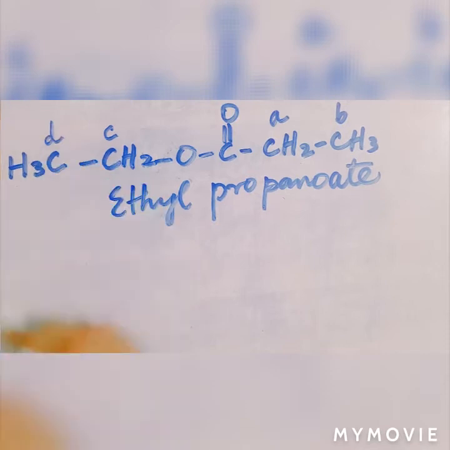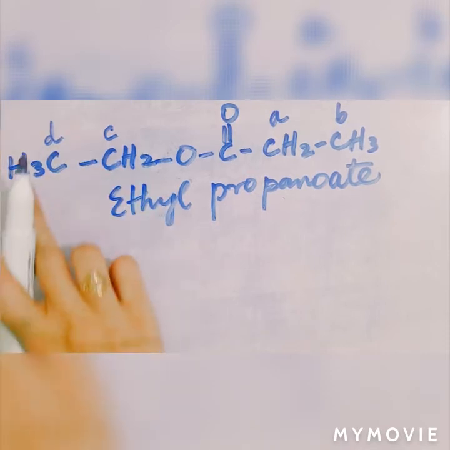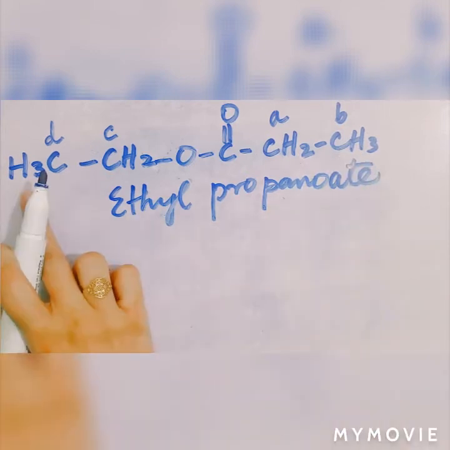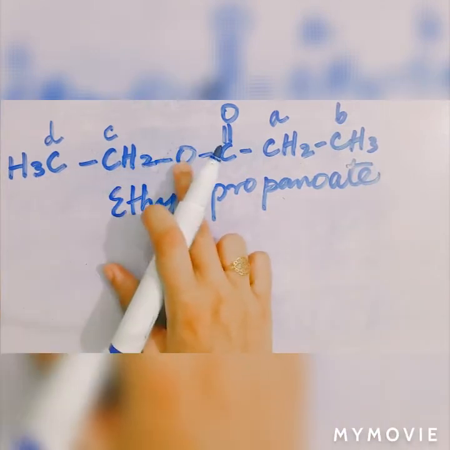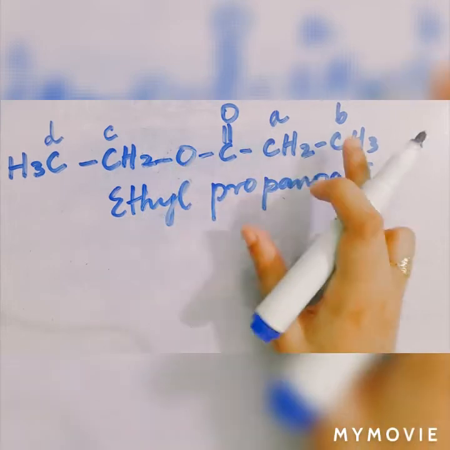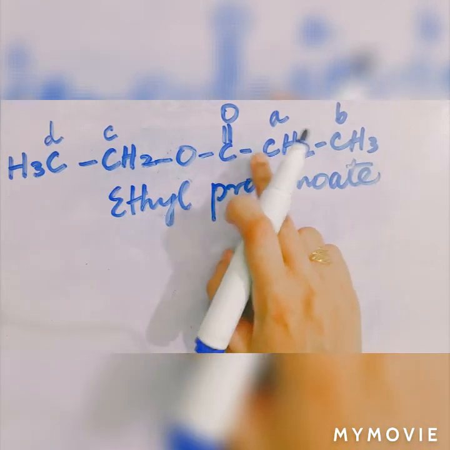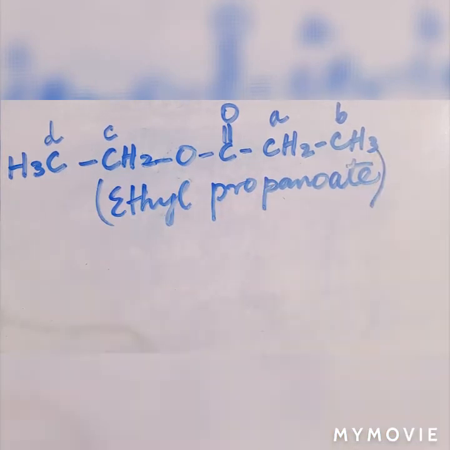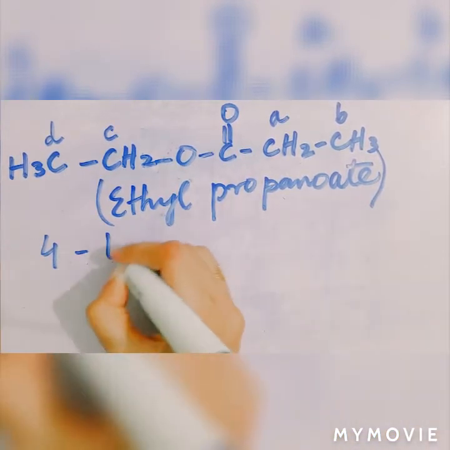And number D is the methyl group. Again, these two methyls are not the same, because this methyl is attached to a CH2 which is directly attached to an oxygen atom, and this methyl is attached to a CH2 which is attached to an sp2 hybridized carbon. Clear? Now, there are 4 types of protons.